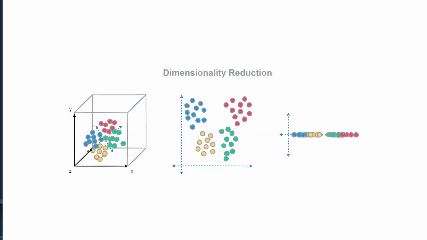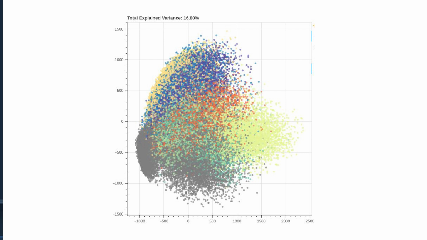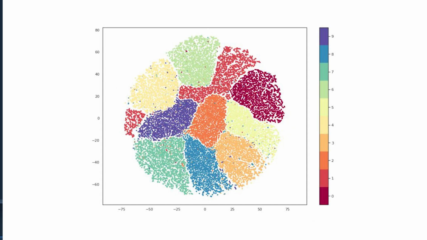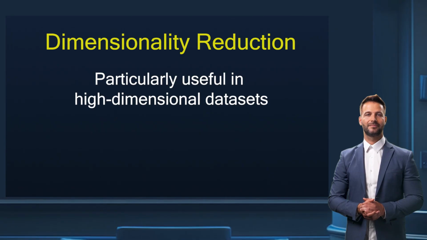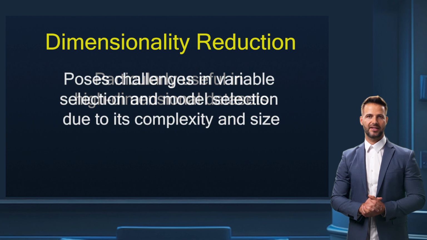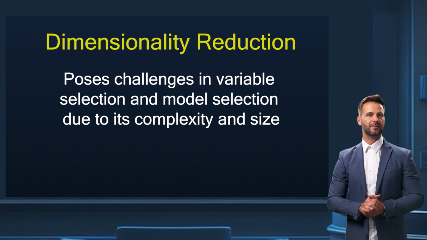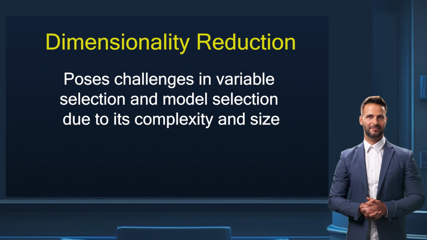As we talked about last time, high-dimensional data refers to datasets with a large number of features or covariates, often exceeding the number of independent samples. This type of data is common in statistical research and poses challenges in variable selection and model selection due to its complexity and size. The number of features or dimensions can be overwhelming, leading to issues such as overfitting, increased computational cost, and difficulties in visualization. We begin with a big problem with big data, and we solve this by carefully reducing it.